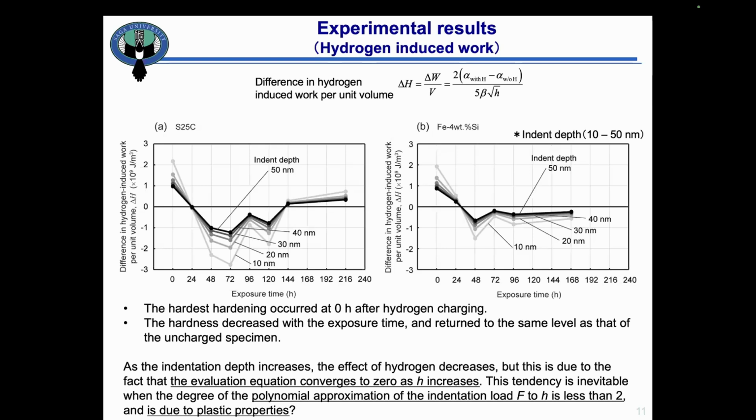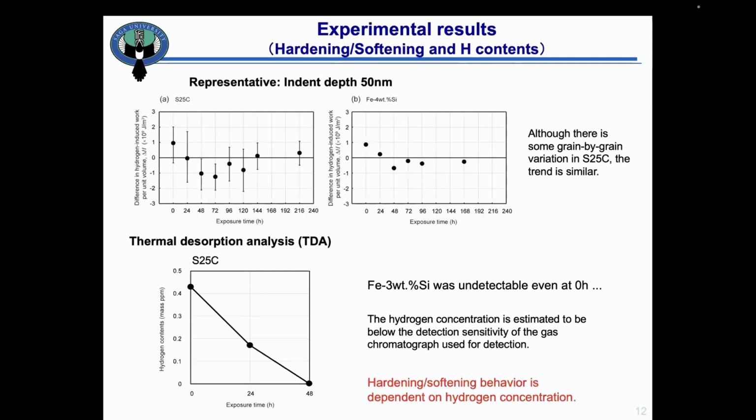As the indentation depth increases, the effect of hydrogen decreases, but this is due to the fact that the evaluation equation converges to 0 as h increases, like this equation. This trend is inevitable when the degree of the polynomial approximation of the indentation load F to h is less than 2, and it's maybe due to the plastic deformation, I think. And this is also the error bar of the S45C polycrystalline results. In both cases, those are at 50 nanometers of indentation depth.